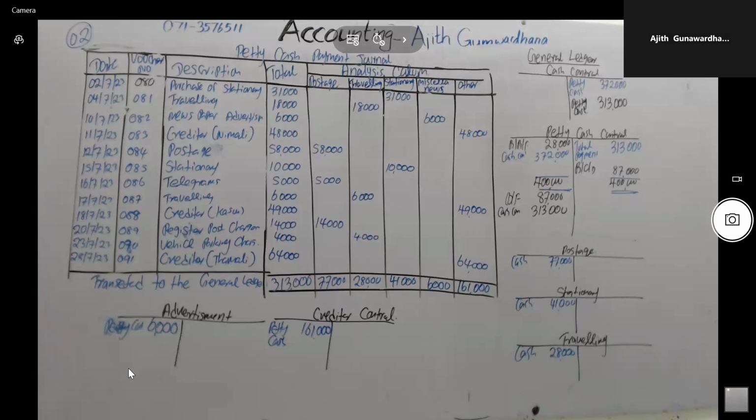Next week I will discuss the general journal. After that I will discuss the debtors ledger, creditors ledger also. Then I will discuss debtor reconciliation, creditors reconciliation, and bank reconciliation also.